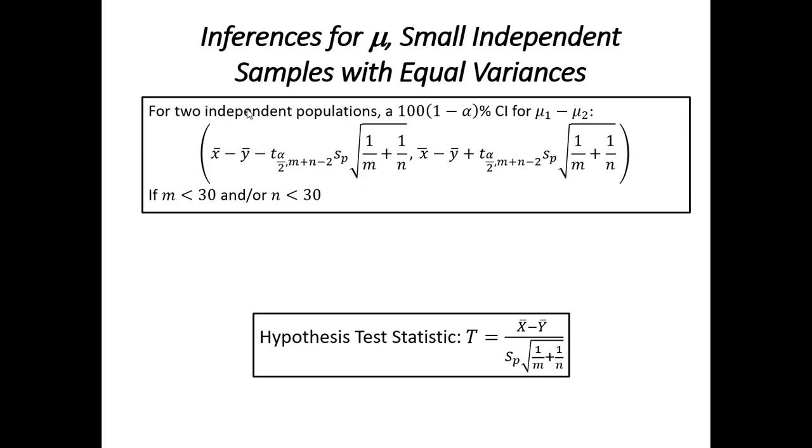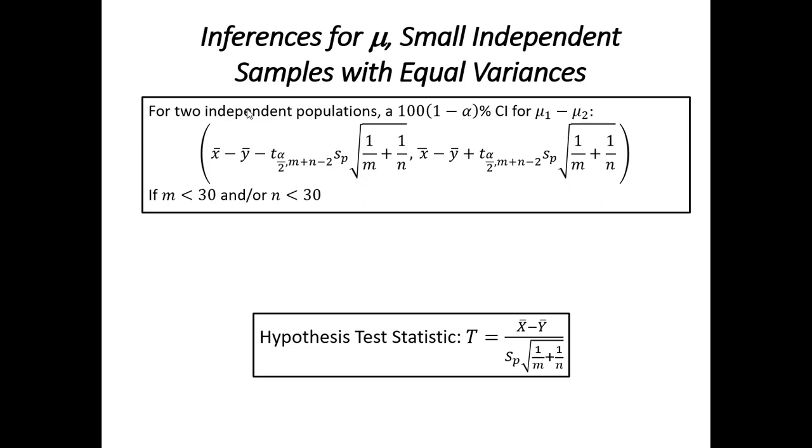Next, we'll take a look at inferences for the mean and differences for the means, where we have small independent samples with equal variances. You may remember in chapter 8 when we had small samples, we used a t-distribution, and we'll be using a t-distribution here as well. But there's a new consideration here. We have two different samples, so there are two cases that people look at. One case is when you have equal variances, which is what we're going to look at here. The other case would be unequal variances.